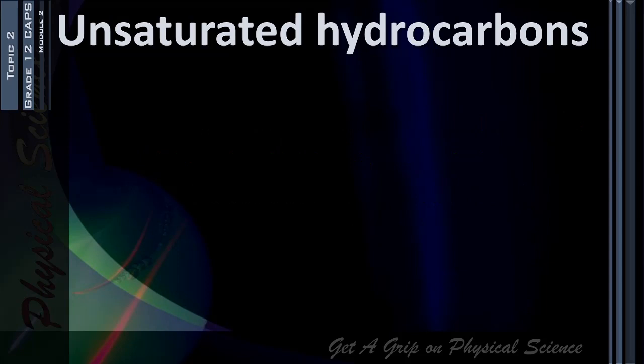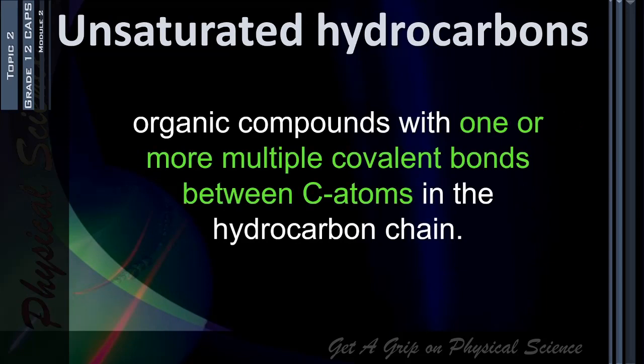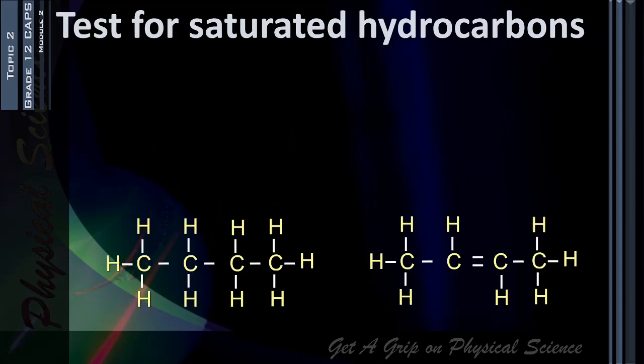Unsaturated hydrocarbons are those organic compounds with one or more multiple covalent bonds between the carbon atoms in the hydrocarbon chain. So if there's at least one or two multiple covalent bonds, so double or triple bonds, between the carbon atoms in the hydrocarbon chain, then that hydrocarbon is unsaturated.